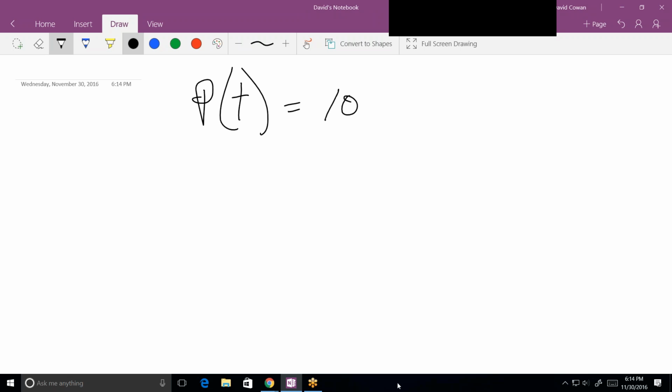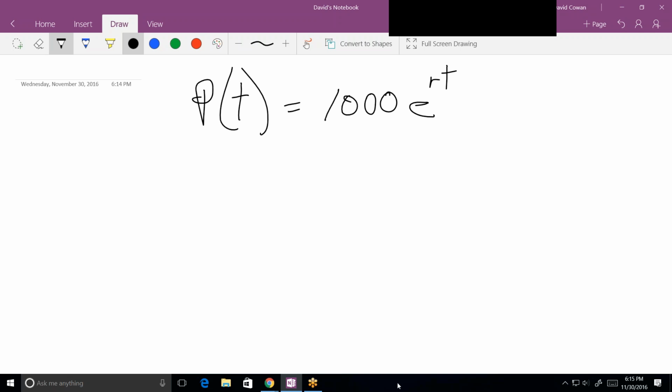1,000 times e to the power r t. That's what I'm going to call the specific equation for this particular problem. But notice I can't solve for much with just this amount of information. I don't know the growth rate.